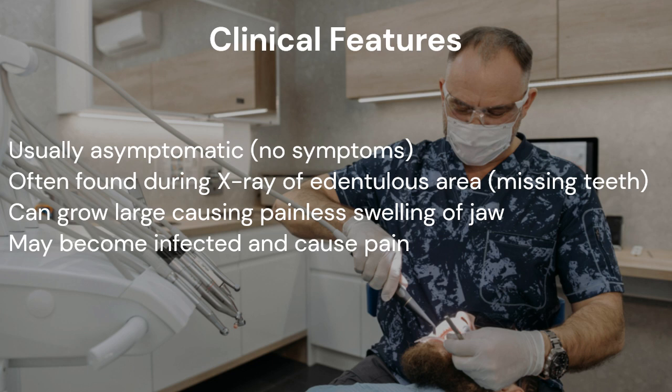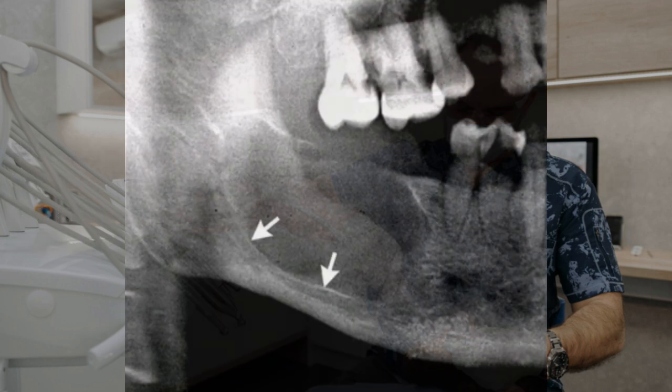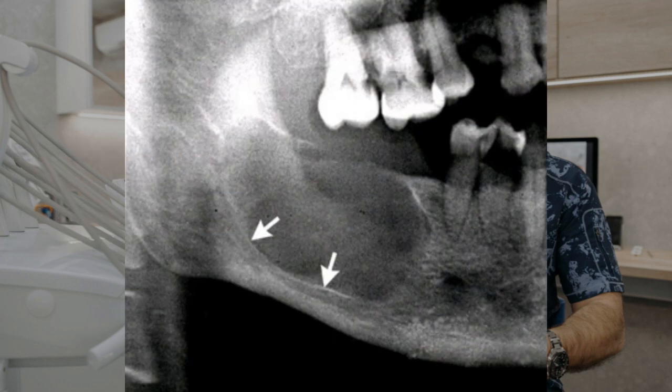A residual cyst is usually asymptomatic and is often identified in a radiologic examination of an edentulous area. If not identified, the cyst can enlarge, resulting in a painless swelling of the jaw. If it is secondarily infected, a residual cyst may be identified by the pain it elicits. Residual cysts can occur in both jaws, although they are found slightly more often in the mandible than the maxilla.